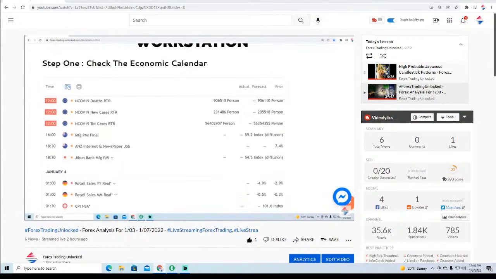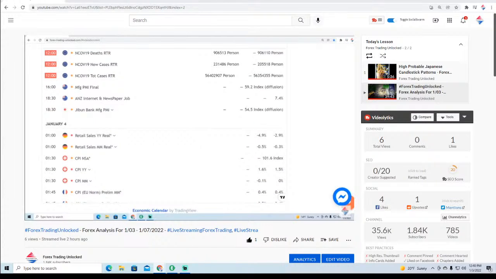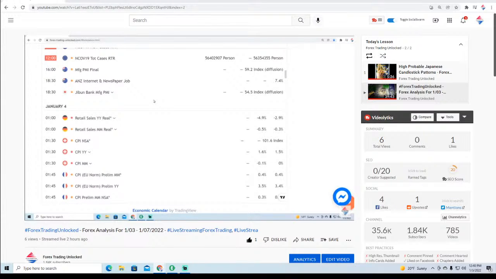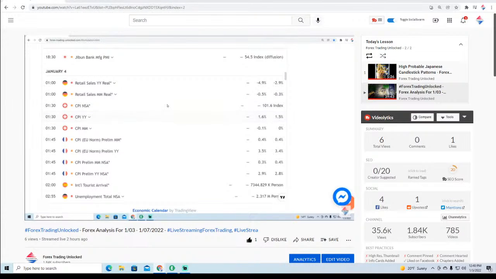All right, step one, let's check out the economic calendar and see what we have going on here. As far as today, we are through most of it. There's a couple of numbers still coming out around the globe, nothing significant. But as far as tomorrow, we start to launch some economic numbers that actually do mean something.